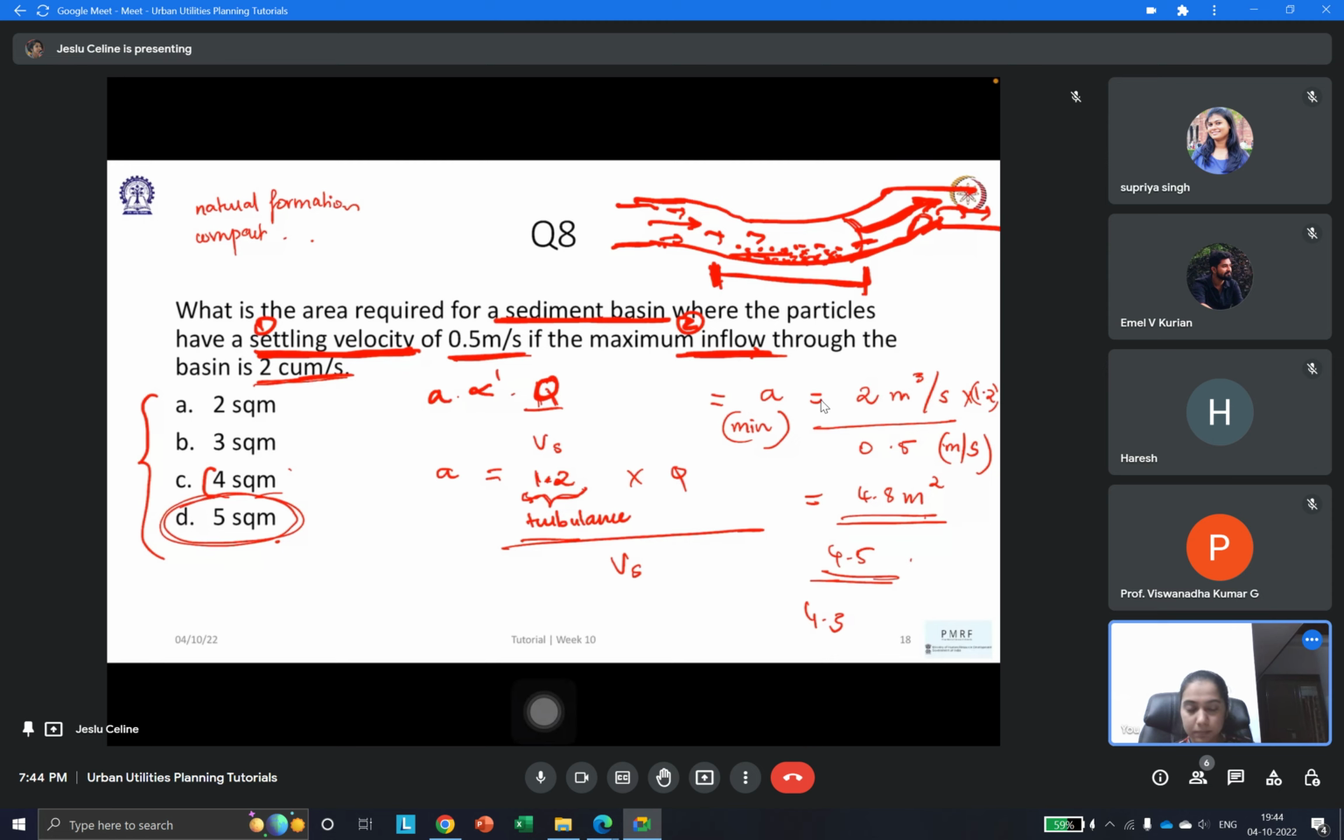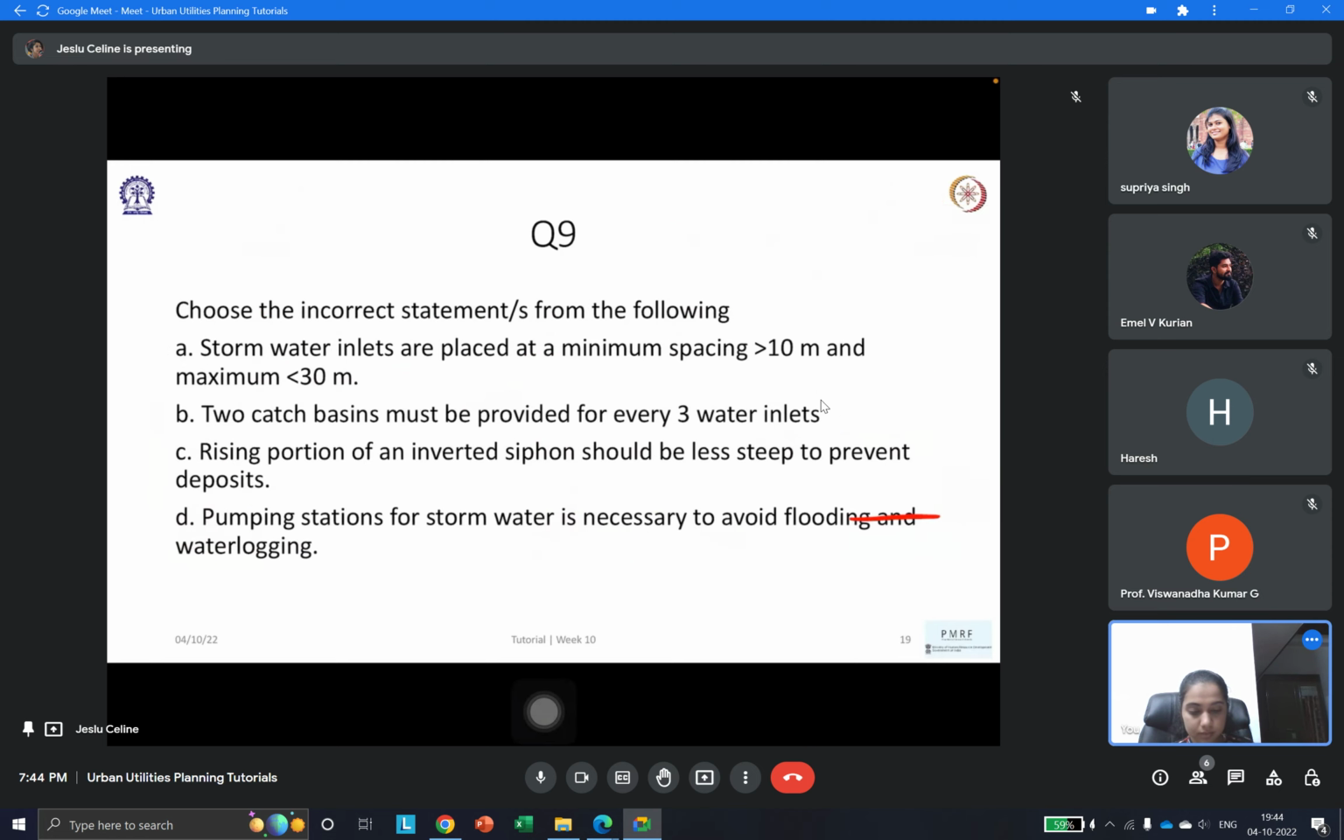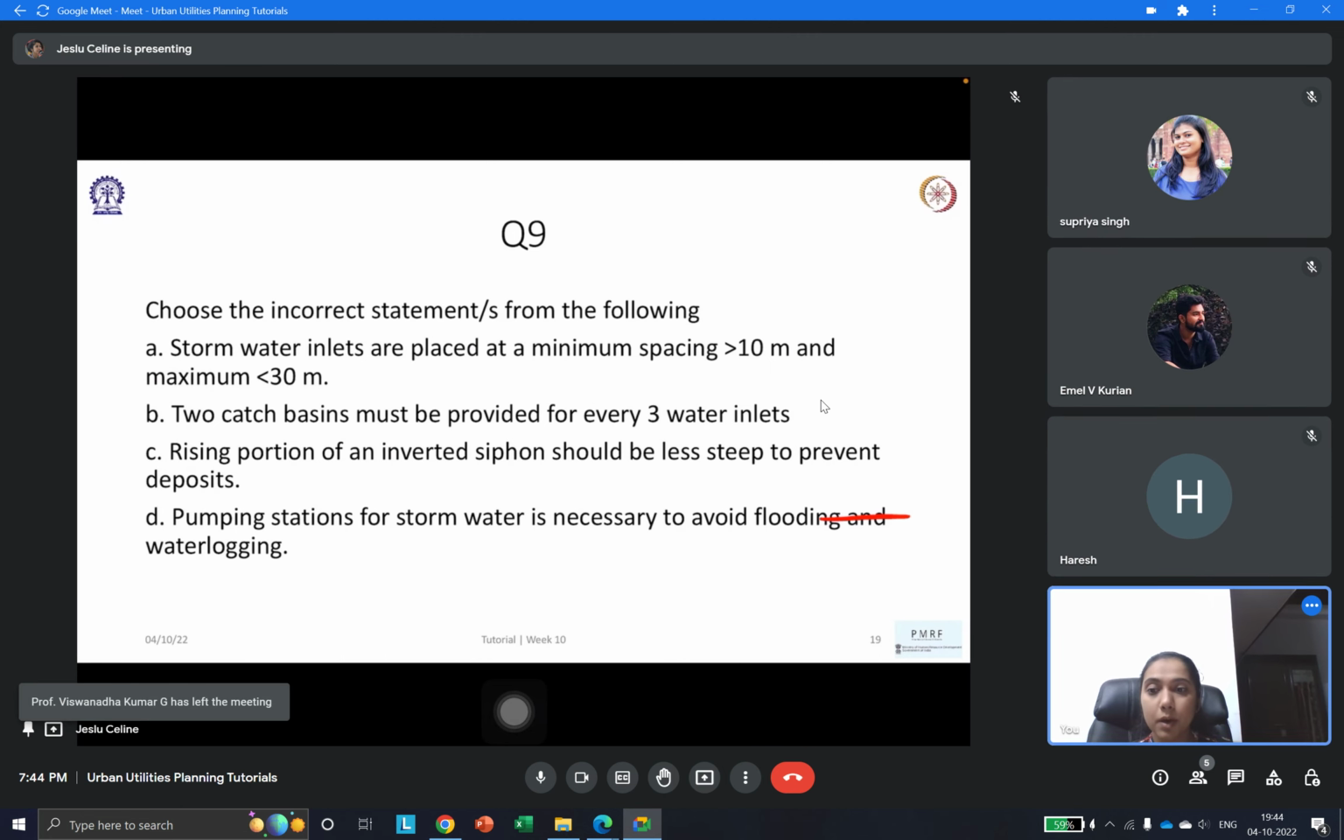So let's proceed further. Question 9 talks about choosing the incorrect statements from the following. Stormwater inlets are placed at a minimum spacing greater than 10 meters and maximum spacing less than 30 meters. Two catch basins must be provided for every three water inlets. The rising portion of an inverted siphon should be less steep to prevent deposits, and pumping stations of stormwater are necessary to avoid overflowing and waterlogging.